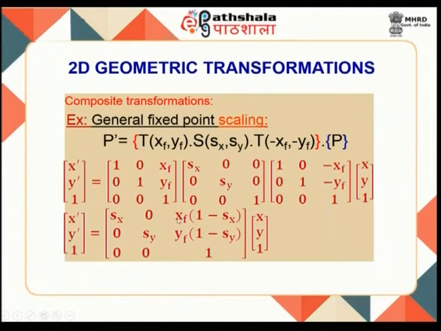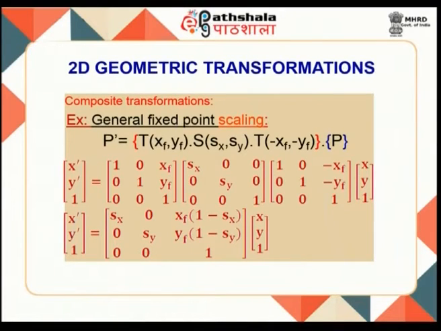So, that is how we get the composite matrix. This composite matrix represents the general fixed point scaling. That means you can perform scaling with respect to any general point in space. If you take the origin as your fixed point, for example, x f and y f become 0 and 0, so the elements in the third column become 0 and 0. That is how this is a more generic matrix for scaling.